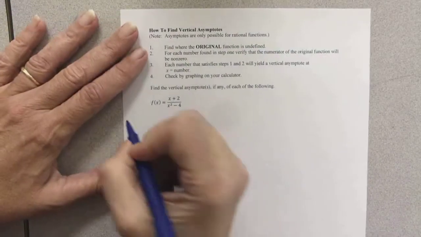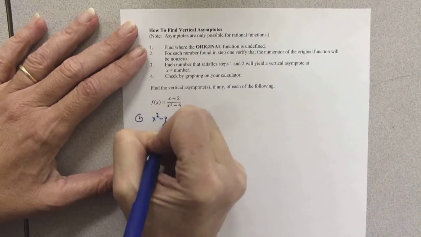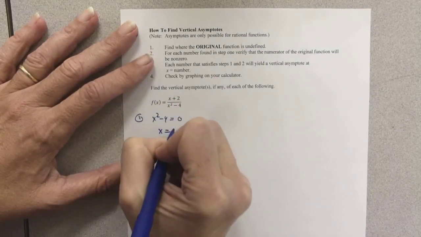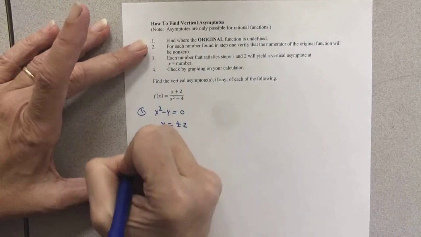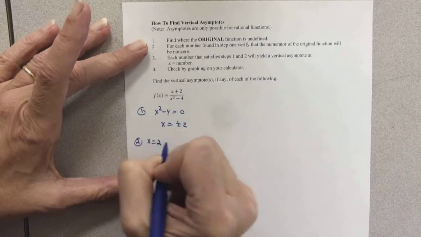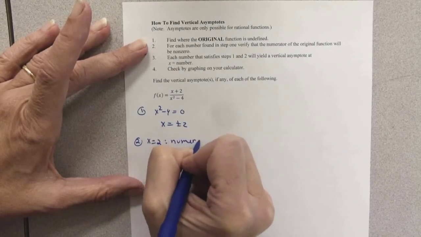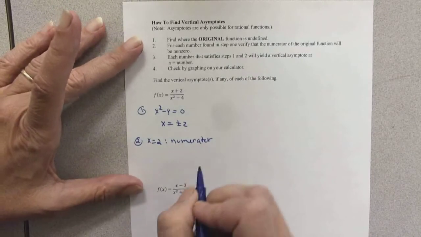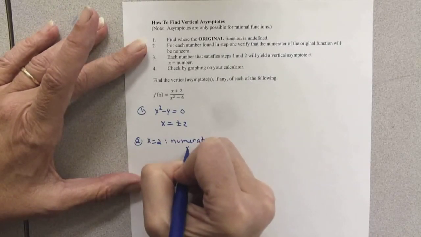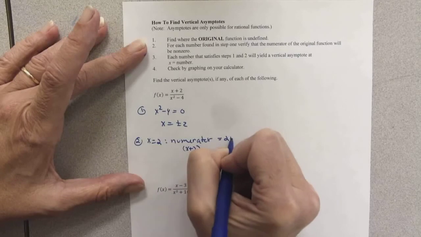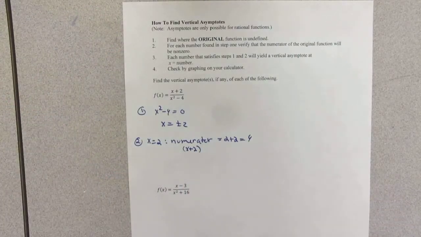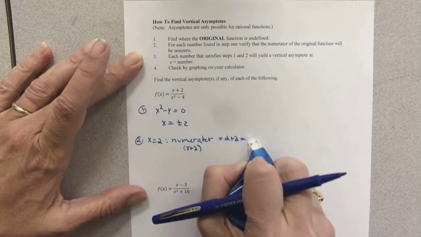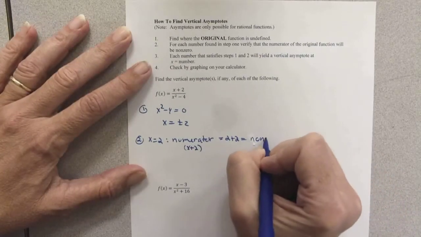So doing this, step 1, where the original function is undefined, we already did that: plus or minus 2. Then step 2, I take each one of those numbers and plug it into the numerator. The numerator happens to be x plus 2. And I'm going to get 2 plus 2, or 4. Now I don't care what the number is at all. I'm going to white it out, and I'm going to write non-zero.